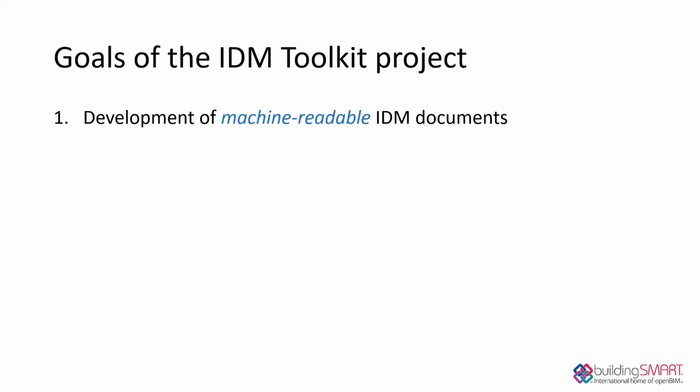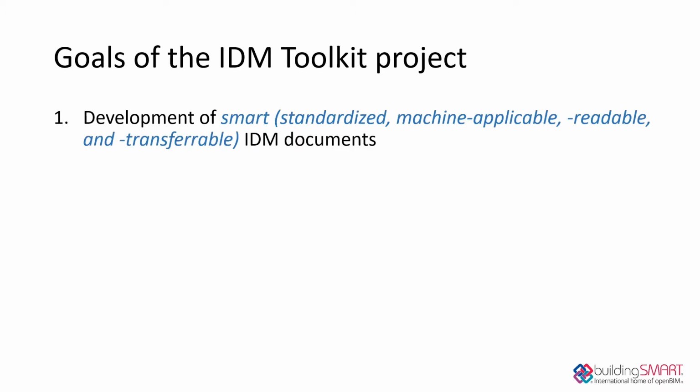In April 2019, BSI initiated the IDM Toolkit project with two goals in mind. Mark Baldwin and I were the project leaders. The first goal was to develop a standard IDM data schema to make IDM documents easily machine readable and transferable. ISO refers to a standard that is machine applicable, readable, and transferable as SMART. So we can say we are trying to develop SMART IDM. The data schema for IDM is referred to as idmXSD, IDM XML schema definition.